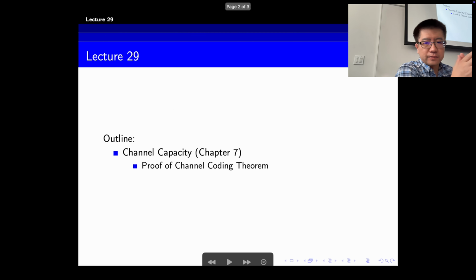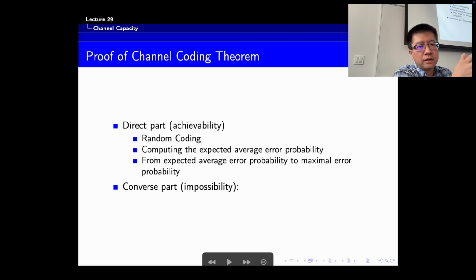Okay, so in the last lecture, we continued talking about the proof of the channel coding theorem. First we finished the direct part, which is the achievability part. For this part, we have three major steps. The first one is to define what coding is, what decoding is, and so on. Basically, we use the idea of random coding, which is very important. Random coding is an extremely important technique for the achievability part in information theory, and later on we're going to use that a lot.